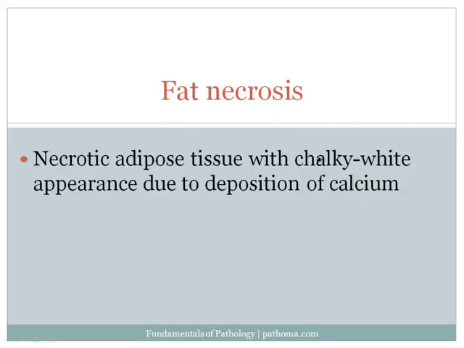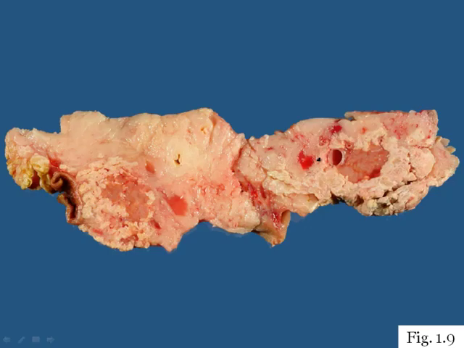Fat necrosis refers to necrosis of adipose tissue. It has a classic chalky white appearance. The reason is that when fat dies, fatty acids are released, and the fatty acids have the ability to bind with calcium, which is a process called saponification. Important term to be familiar with, saponification. When calcium deposits on that dead fat, it gives a white, chalky appearance to the tissue.